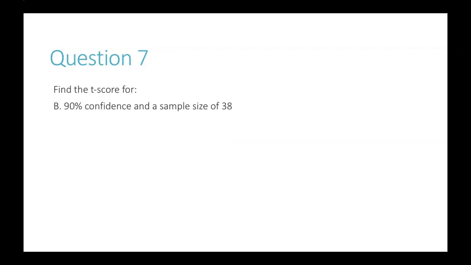In the next part, our confidence level is 90%, and we have a sample size of 38. Well, we're going to follow the same process again here. We first find our degrees of freedom, right? Our degrees of freedom are n minus 1. Our n in this case is 38. So 38 minus 1 gives you a degrees of freedom of 37.